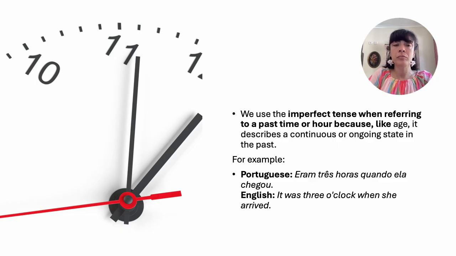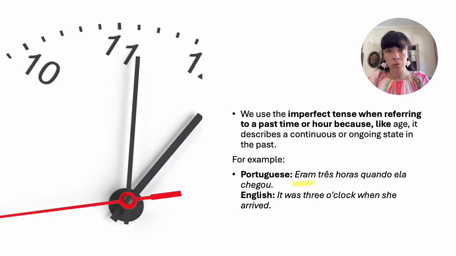Let's see this example. We can say in Portuguese, "Eram 3 horas quando ela chegou." It was 3 o'clock when she arrived. In this particular sentence, eram is written in the imperfeito because it refers to the time as a background setting, a continuous moment in the past. The clock was continuously showing 3 o'clock during that time. So the imperfect naturally expresses this ongoing state.